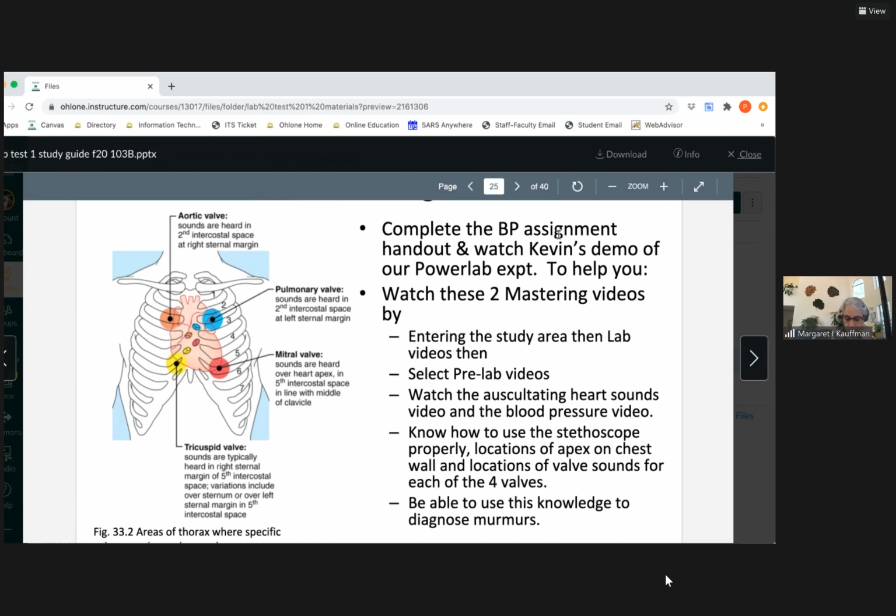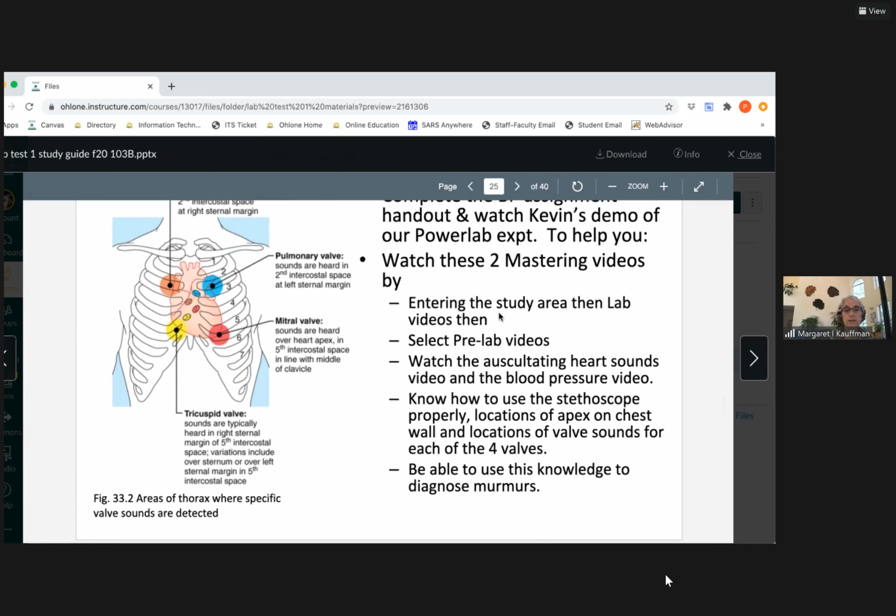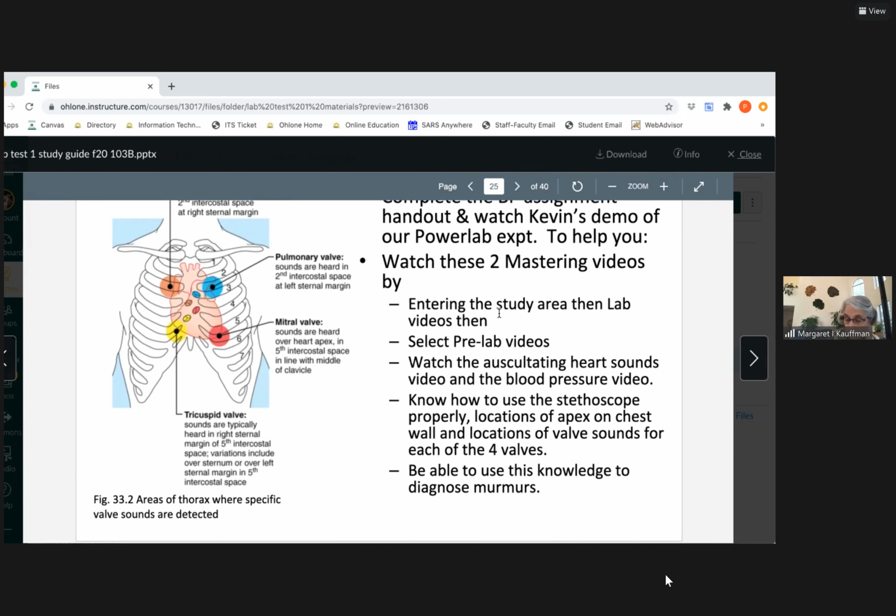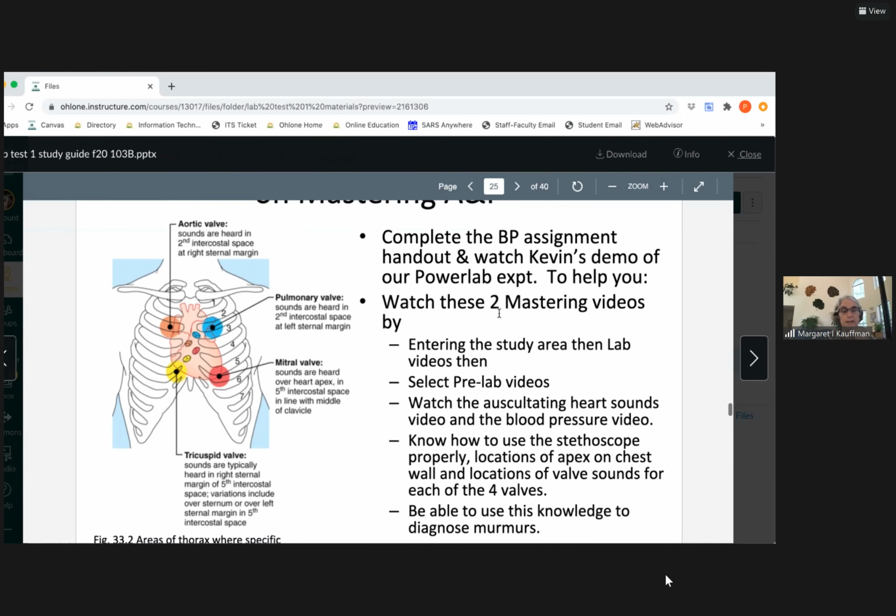Let me actually also have this going on here. I'll go back and forth. When you are listening for the semilunar valves, we called that sound dup.